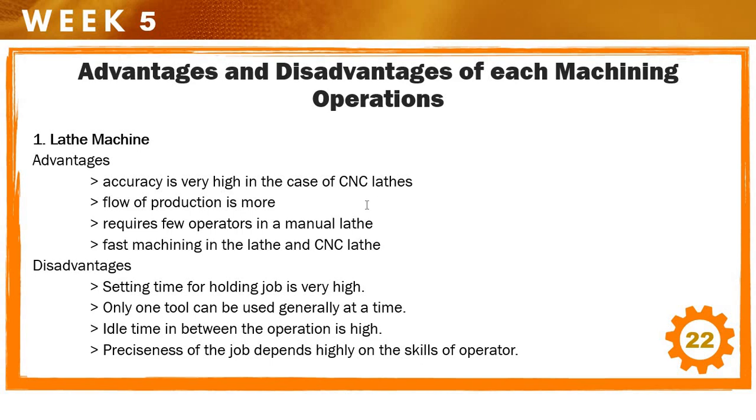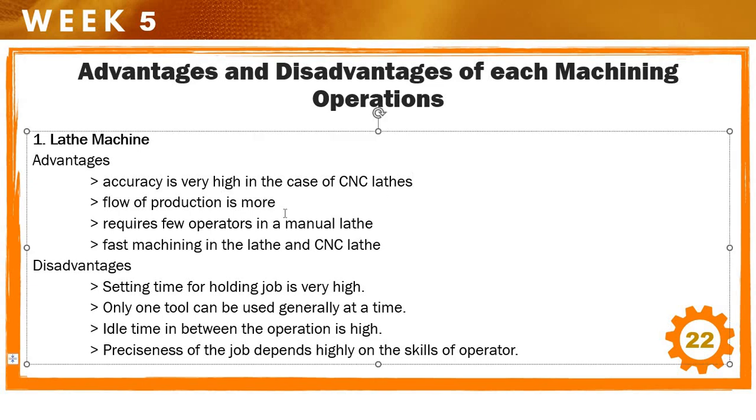Sometimes it is a fully automatic process. It is being functioned by a computer system. Another advantage is that the flow of production is greater because of the intervention of automatic processing. The next is it requires few operators in a manual lathe. Usually there is only one operator in a manual lathe machine.